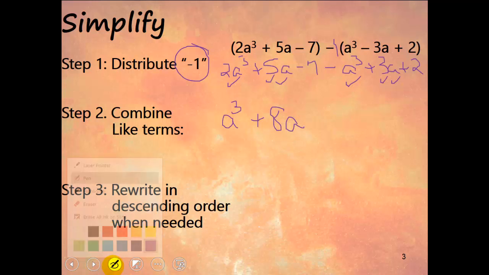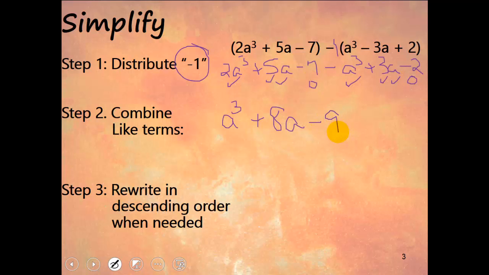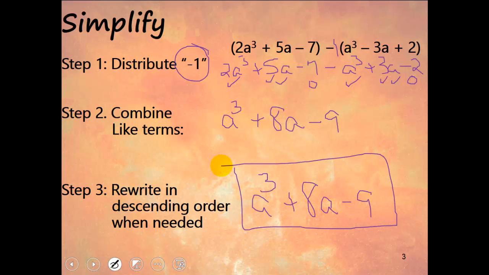And then let's fix this right here. You're probably wondering what I was doing there. So that should be negative. And then I have negative 7 and then negative 2, so that gives me negative 9. So in descending order, this is already in descending order. Here would be your finished answer.